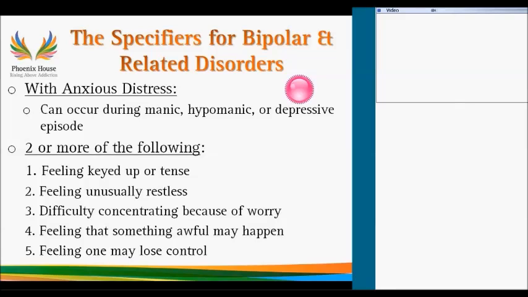The criteria for the anxious distress specifier would be met by having two or more of the following. And if you just look at this criteria, anxious distress to me diagnostically looks like generalized anxiety: feeling keyed up or tense, feeling restless, difficulty concentrating, feeling that something awful may happen, feeling that one may lose control. It's a mixture of general anxiety and a little bit of a panicky kind of feeling.